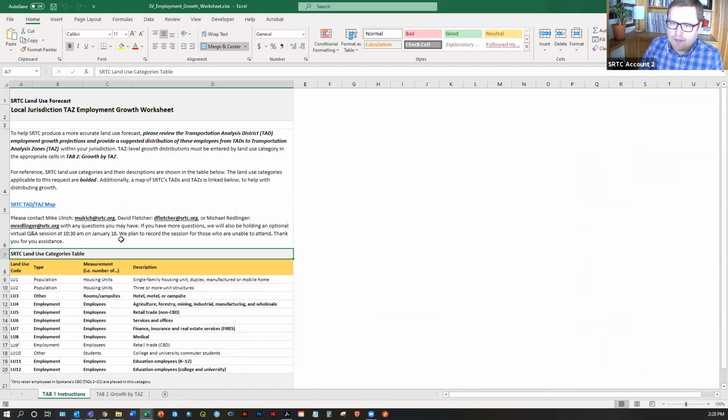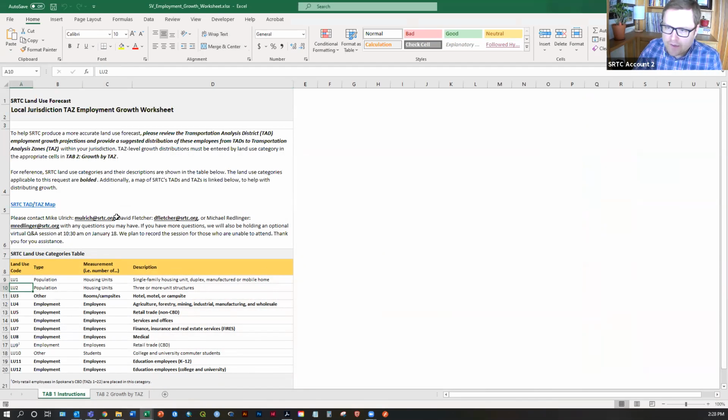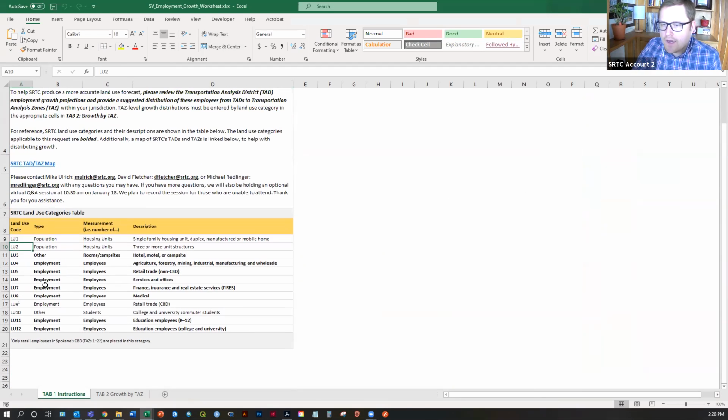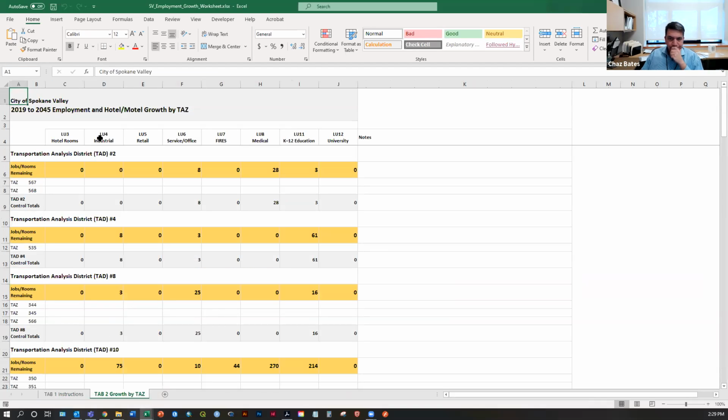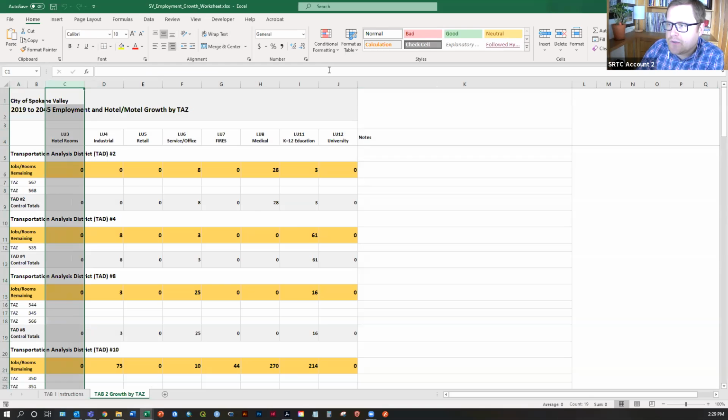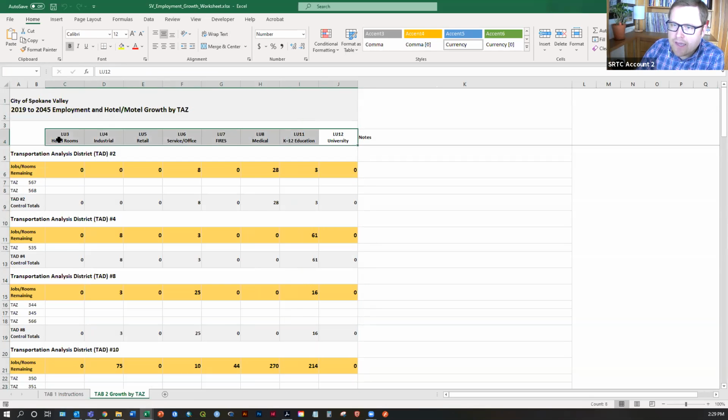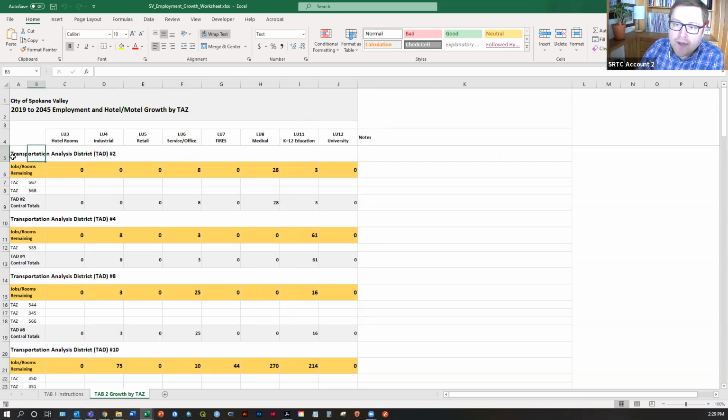So back to the worksheet. Here it's got the land use categories for reference down below. The ones that we need filled out are in bold. For the city of Spokane, number 9 should be in bold as well, but that only applies to the city since it's TASs 1 through 22. Then in the second tab, that's where it has the worksheet. Up top in row 4, columns C through J are the different land use types. It's broken out by transportation analysis district. You can see the TASs inside that district that are in your jurisdictions.